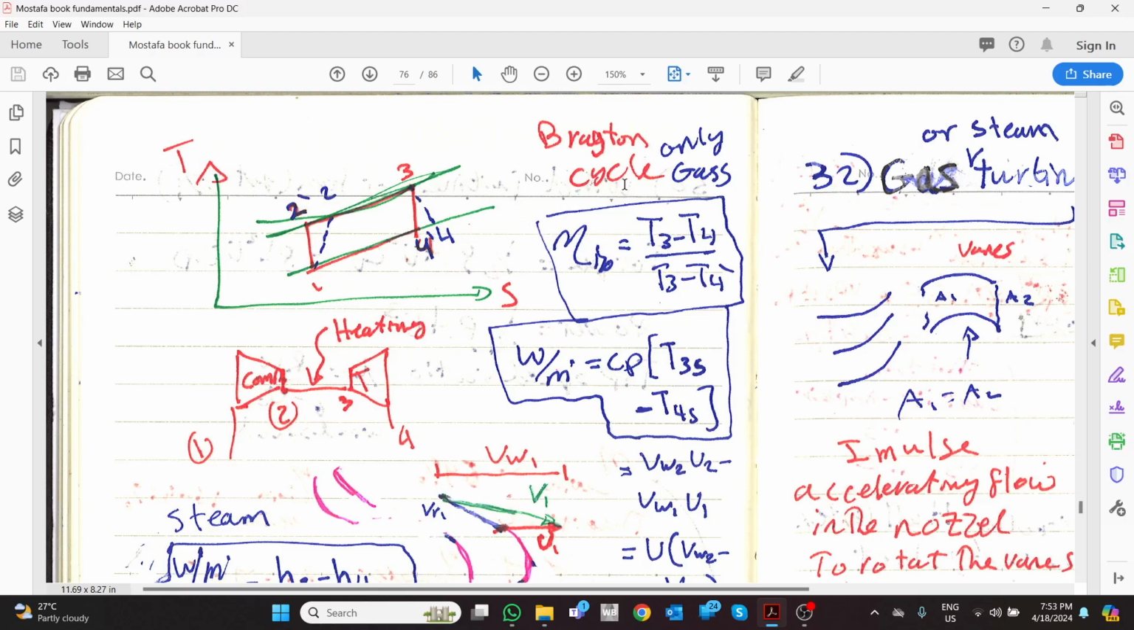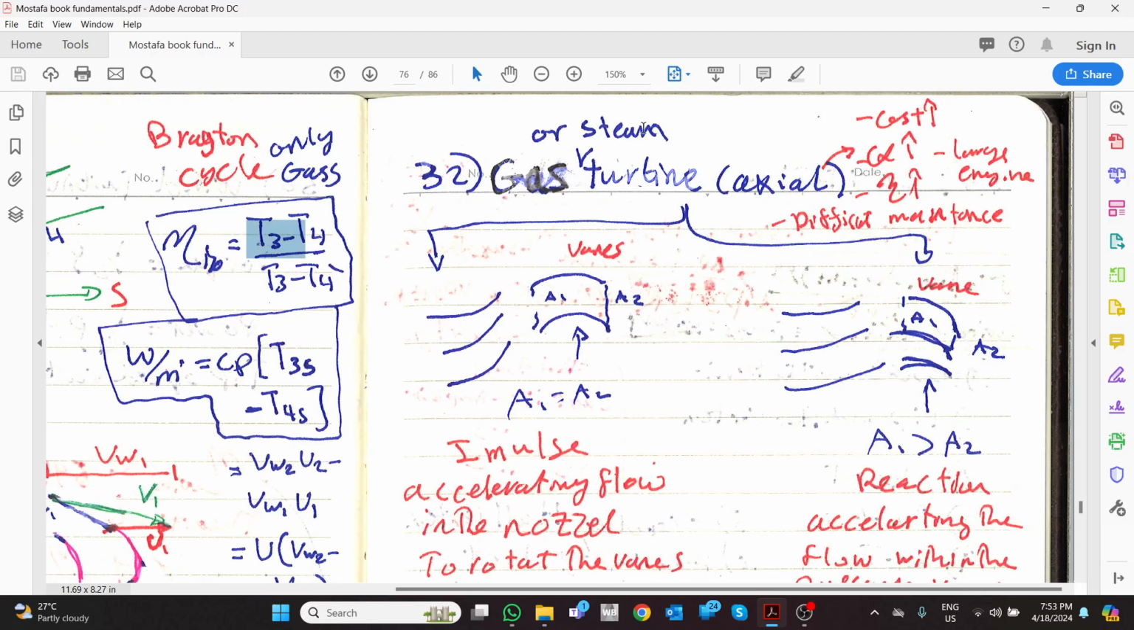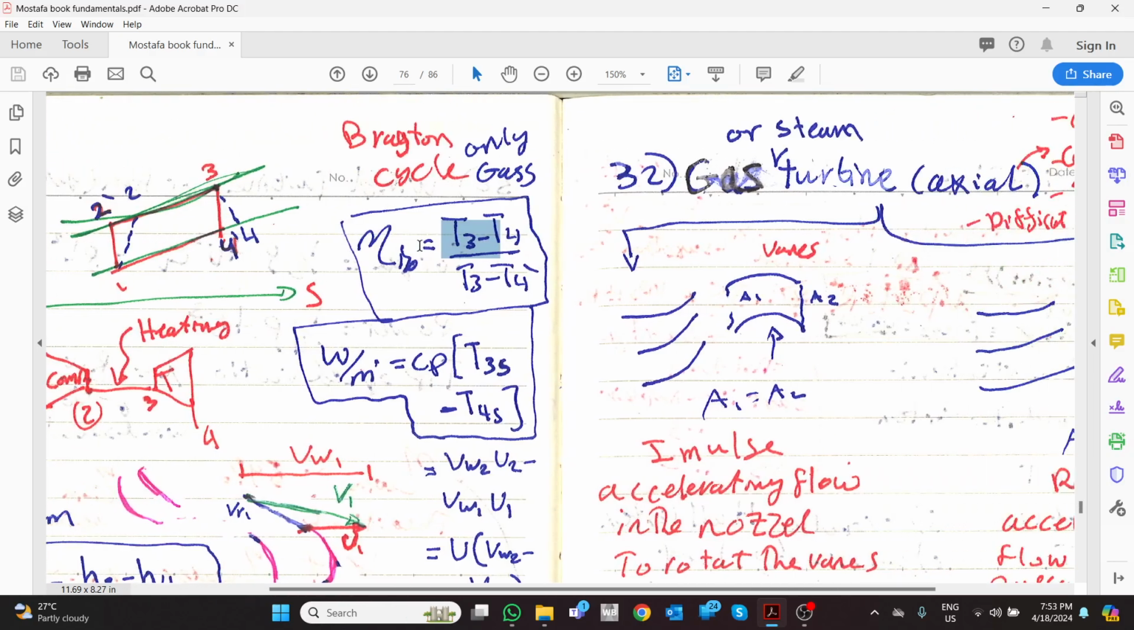And this is based on gases, by the way, not based on steam. With steam, you cannot write temperatures. That's what we wrote here. Because with steam, we cannot apply the energy equation, enthalpy equals m dot Cp delta T. This is only for gas, for air. But if it is for steam, no. You need to write enthalpy 3 minus enthalpy 4, because Cp delta T is for gas, for air.